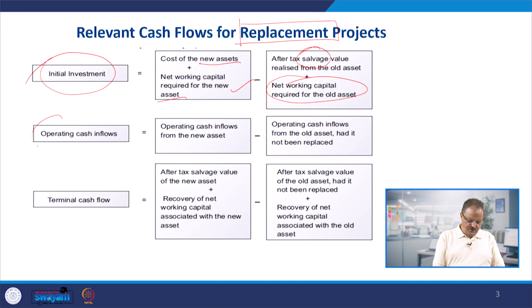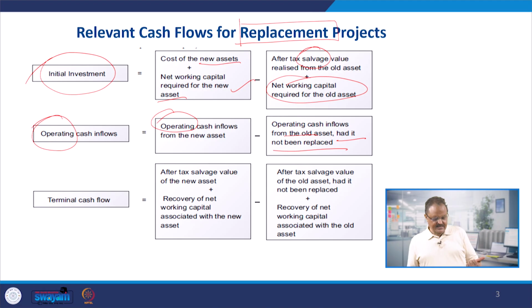When you are calculating the operating cash flows, you take into consideration the operating cash flow from the new asset. That's fine. But from this operating cash flow, you have to subtract the operating cash inflows from the old asset had it not been replaced. You cannot say that the only cash inflow is coming from the new machine. Had the old machine not been replaced, that would also have given you some cash inflows, maybe not as good as the new machine is giving, but you have to factor in the old machine's cash inflows also. You have to take them into account.